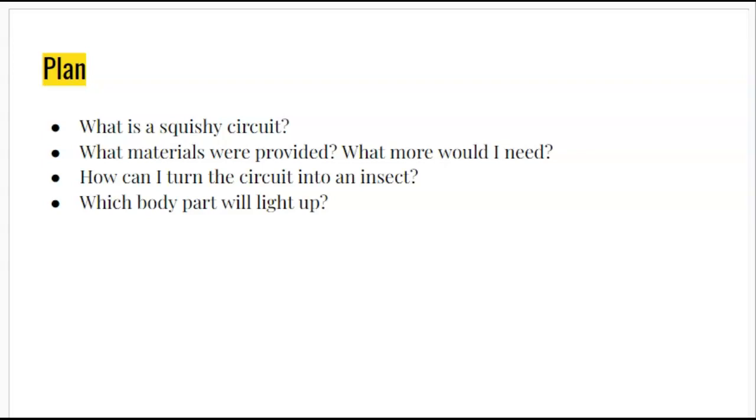First, the plan. Some questions I was asking myself: first off, what is a squishy circuit? I am familiar with circuits. I have done more paper circuits than squishy circuits, so I was curious to know how the Play-Doh came into play. I wanted to first research circuits. Then I had to figure out what materials were provided to me, and what more I would need. I was also curious how I was going to turn the circuit into an insect, and I had to decide which body part I wanted to light up on the insect.